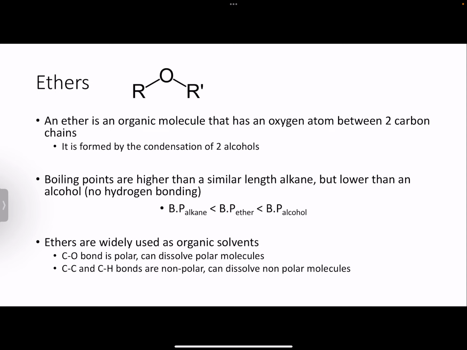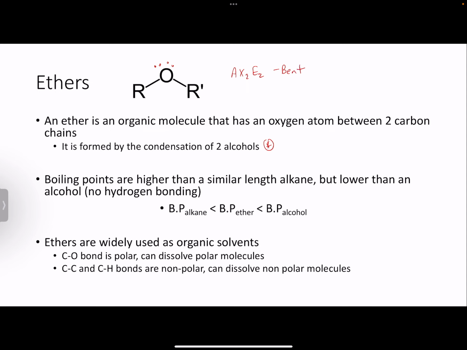Ethers are a bit of a different compound. So an ether is an organic molecule that has an oxygen between 2 carbon chains, right? In terms of reactions, again, if you've studied biology, we condense 2 alcohols together to remove water, and that forms this functional group. Why is it bent? Well, because oxygen has 2 lone pairs on it, so that would make it AX2E2, which is our bent shape.